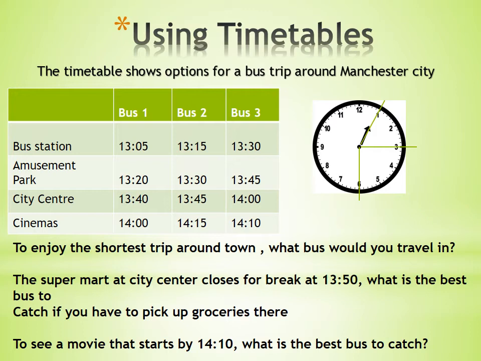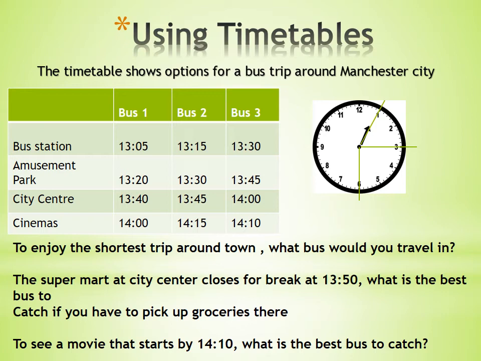Let's see the second one. The supermart at the city center is going to close for break at 13:50. Which is the best bus to catch if you have to pick up groceries there? Okay, it's going to close for break by 13:50. Let us see. If I use bus 1, then for bus 1, I need to catch the bus 1 to be at the city center at 13:50. Yes, bus 1 is a perfect one.